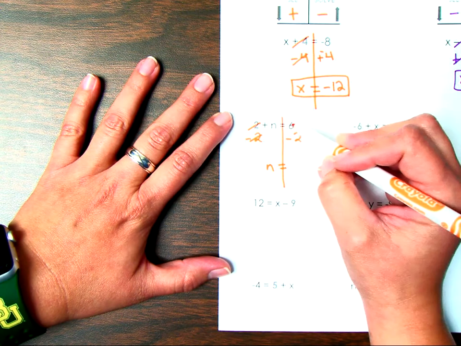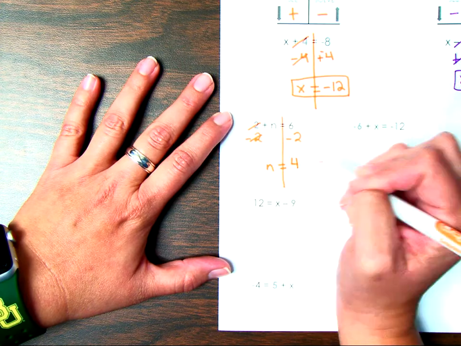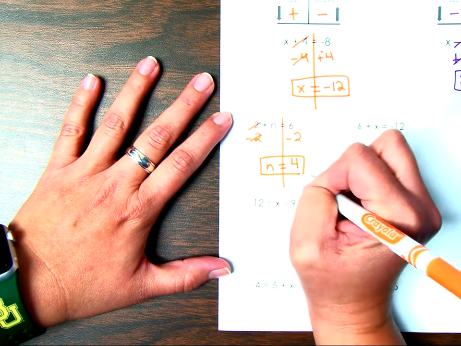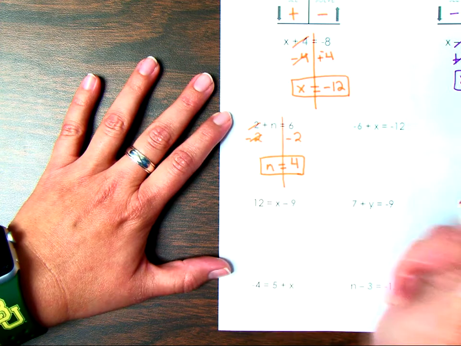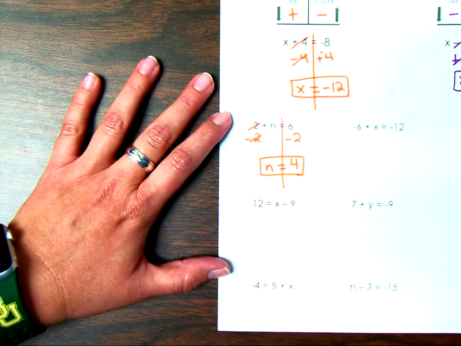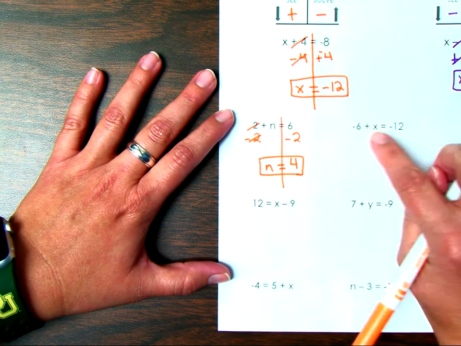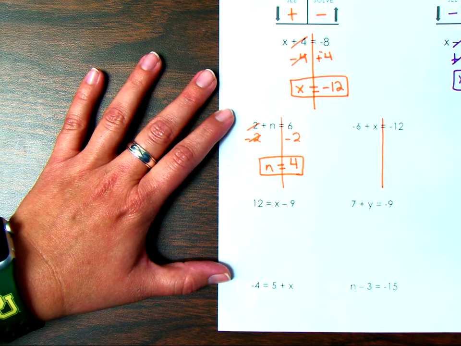Okay, so 6 minus 2 is 4. And a lot of you say, well, yeah, I know I can do that in my head. 2 plus 4 is 6, so you know you're right. But this is how you show it to get the credit. Okay, so I see another addition, but this is where it tricks you.